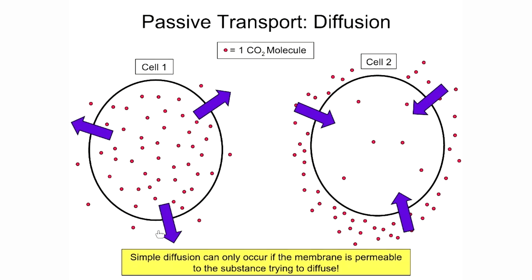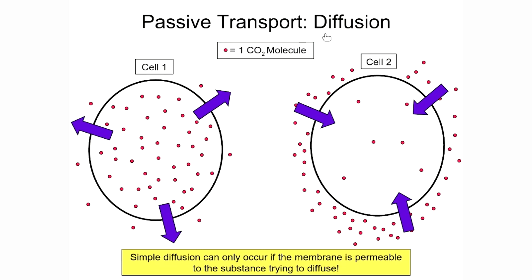So eventually, if we just let this cell sit here with this carbon dioxide, the collisions that are happening at a higher concentration inside the cell would tend to drive things outside of the cell until we've got an equal concentration outside of the cell. At that point, we are again at what's known as equilibrium.